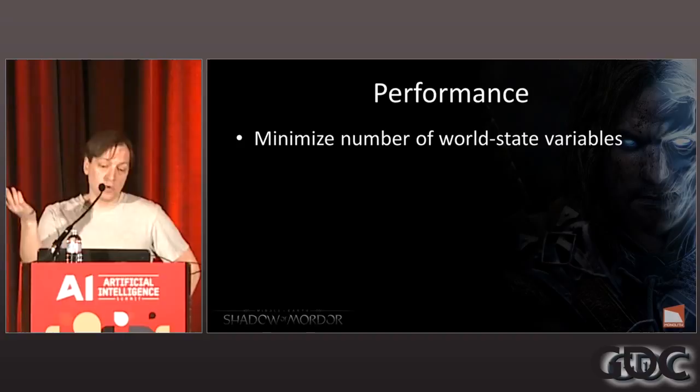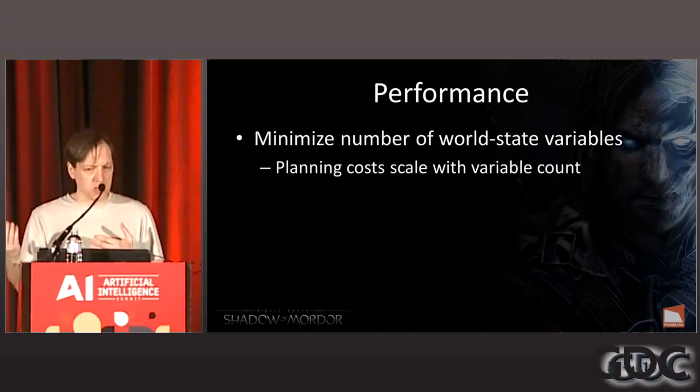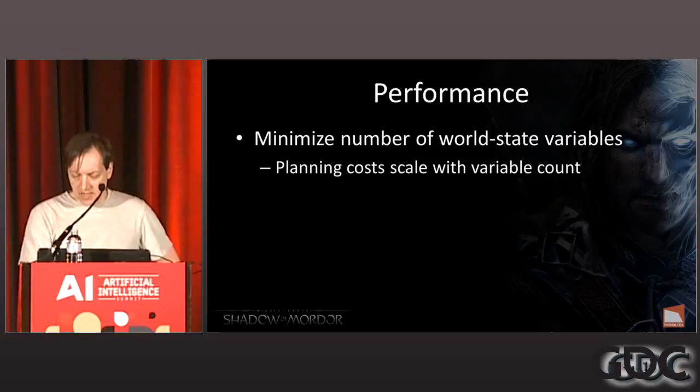One thing, it's very GOAP specific here, we minimized the number of world state variables. We found our planning costs scale with the number of variables. You know, we're building heuristics, we are seeing what's satisfied. We're walking that variable count quite a bit. So we need to minimize that.